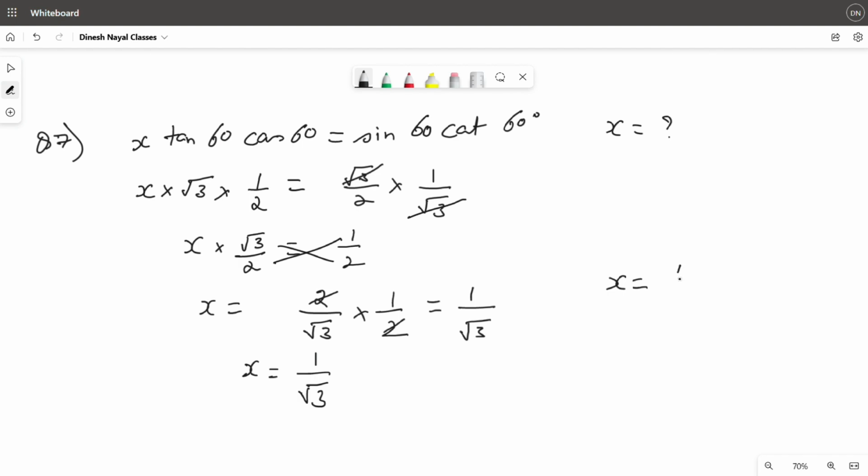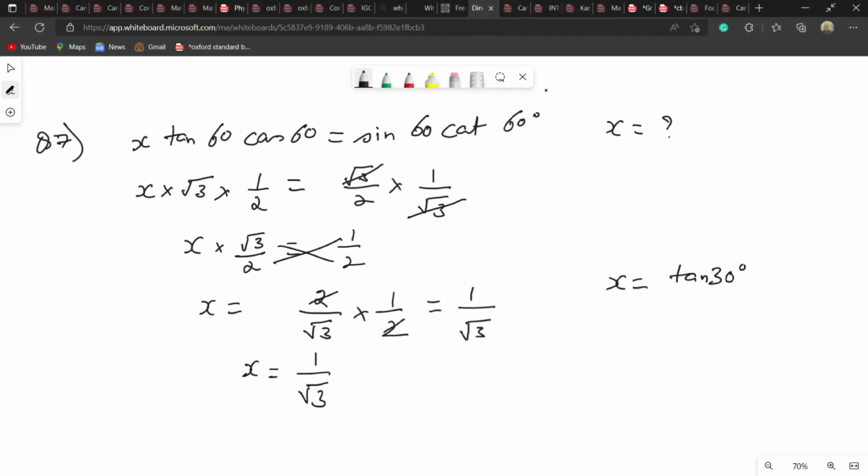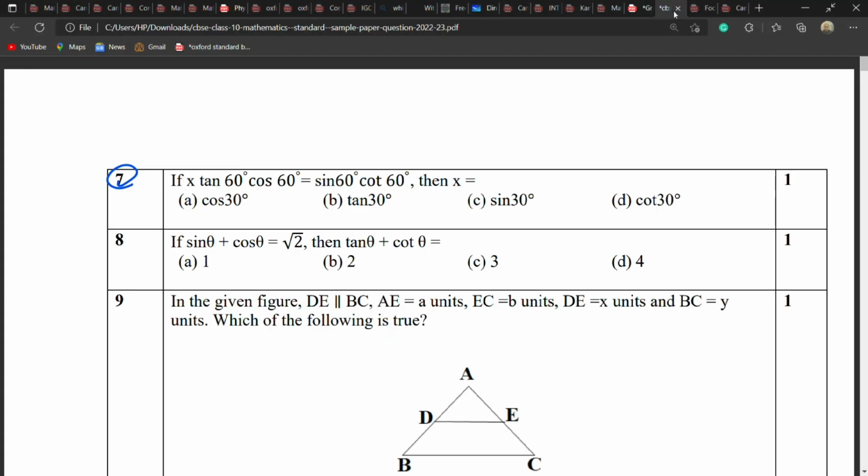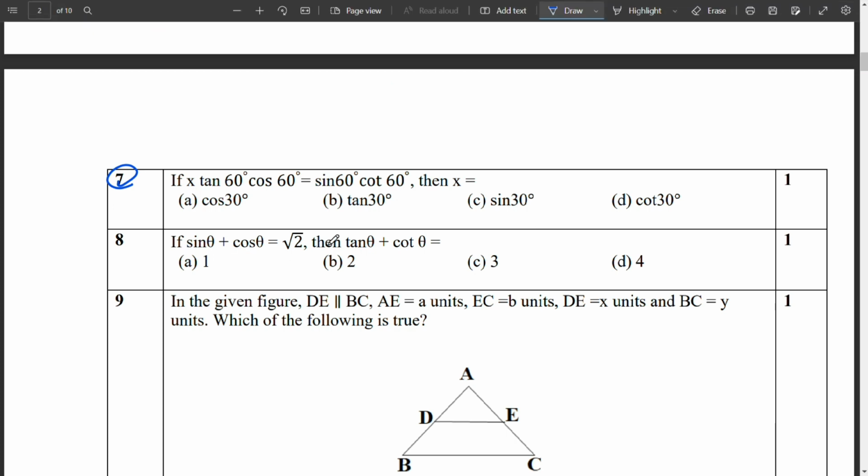Now we'll go back to the question and see which option is correct. Going back to the question, we see option B is tan 30 degree. So this option is correct.